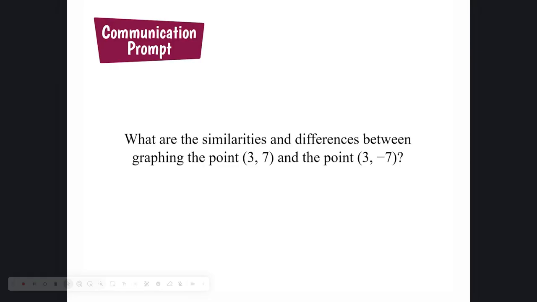Consider this. What are the similarities and differences between graphing the point (3, 7) and the point (3, -7)? What do you think?